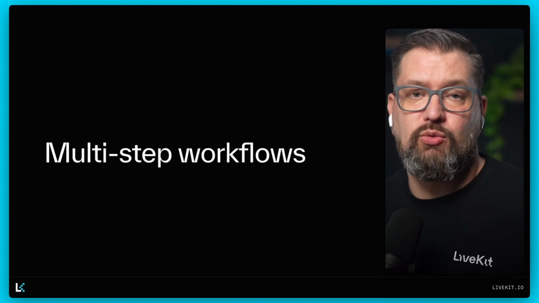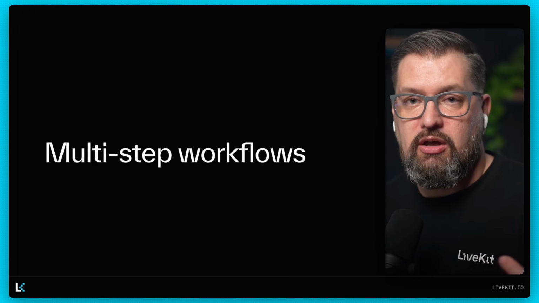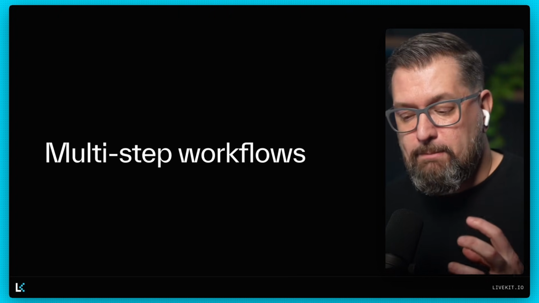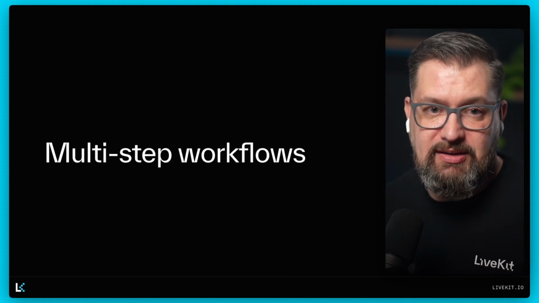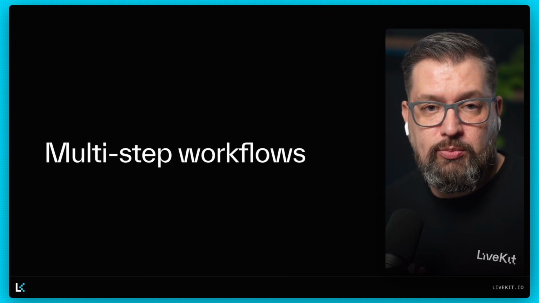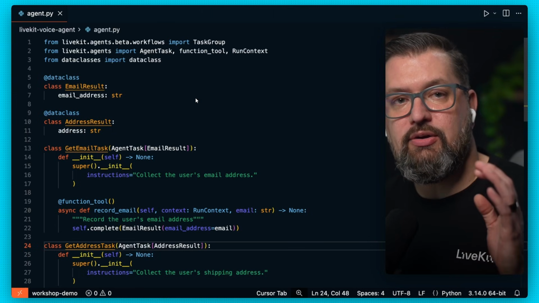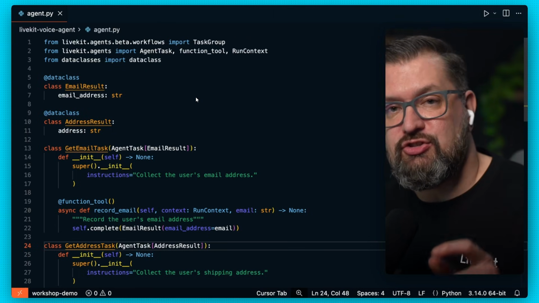Now, for complex workflows with multiple steps like collecting shipping information, you can use a task group. A task group lets you define multiple tasks that run in sequence. Each task has an ID and a description, and when the group completes, you can then access the results by that ID. And here is an example of a task group that collects both an email and shipping address.